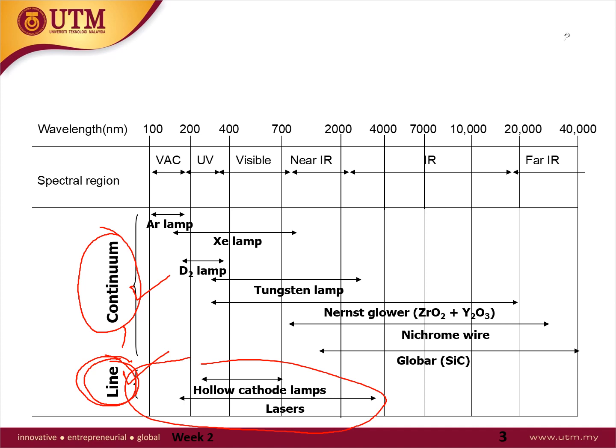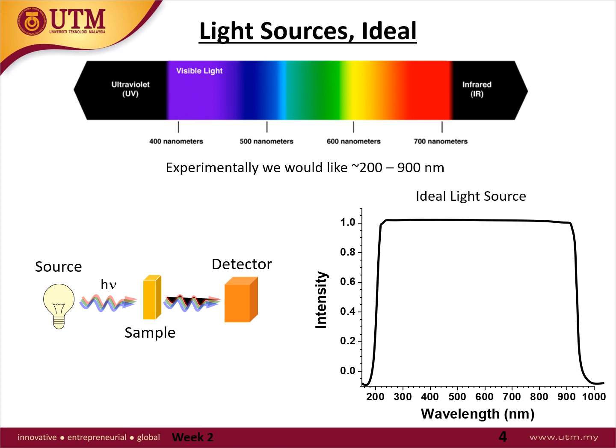In terms of cost, of course, anything that can cover a lot of range is more expensive compared to those in continuum. So if you see intensity versus wavelength between 200 to 900, this is what we call ideal, as the hollow cathode lamp can give. If you use a deuterium lamp, it is between 200 to 330 something, so it is between this until here only. Everything else is flat.